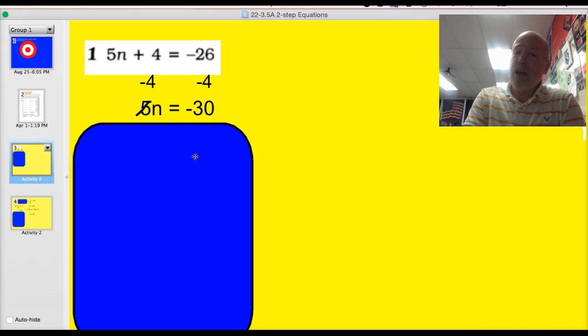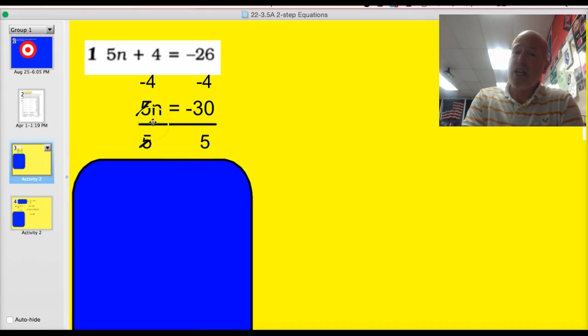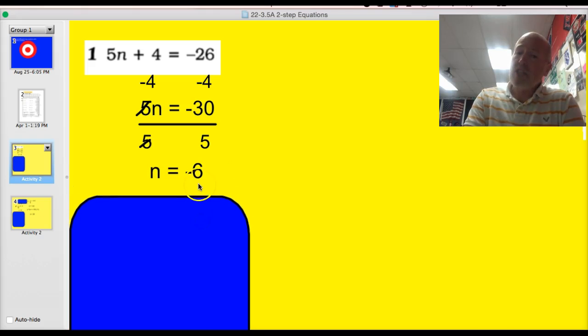You got to get rid of that 5, so we'll divide by 5 because 5n is multiplication, so we get rid of it by dividing. The 5's will cross off, but when we divide negative 30 divided by 5, well, 30 divided by 5 is 6, and you've only got one negative sign, so it's going to stay negative. n equals a negative 6. And you can put it in there to check it. 5 times a negative 6, that would be a negative 30. If you added 4, you'd still have a negative 26.